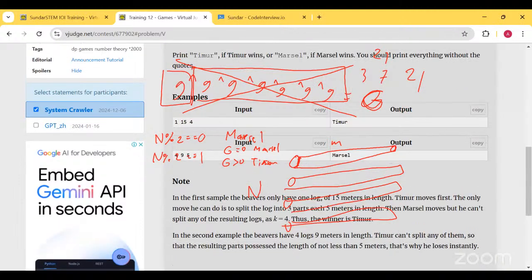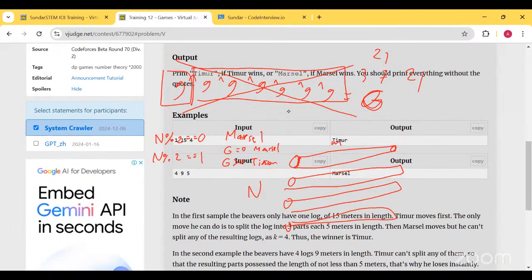So, you know, the Grundy number is the number of moves to make it uncuttable. What is the number of moves? So if the initial log is uncuttable, then the Grundy number is 0. That's why Marcel wins the game.